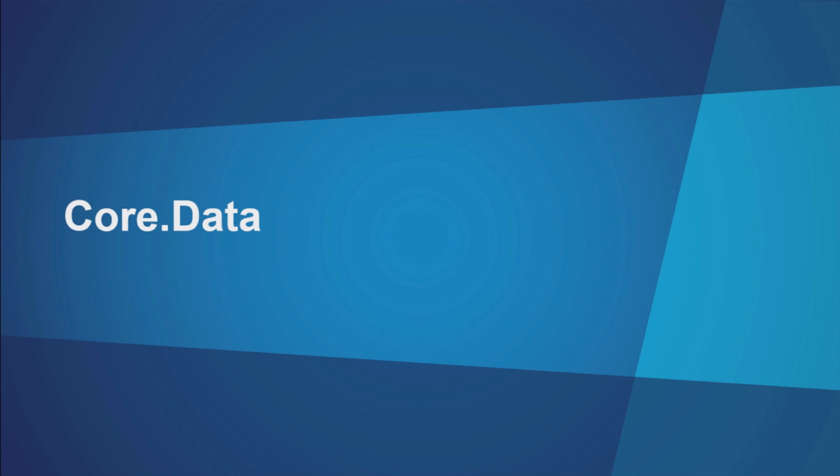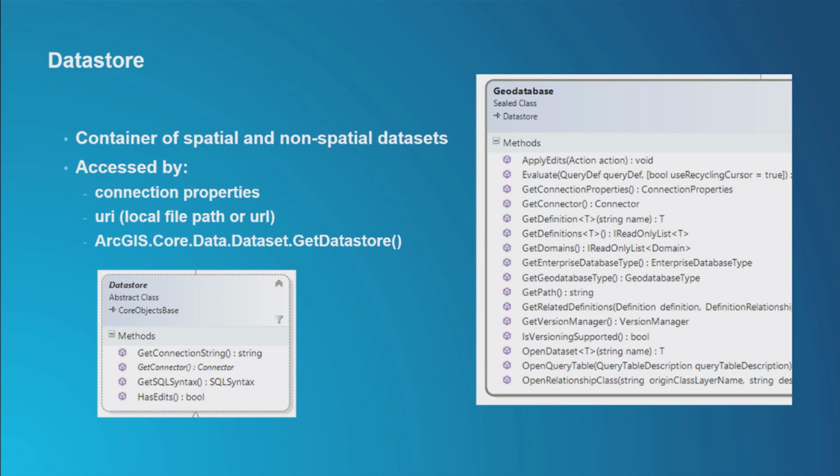Thank you, Nghiep. Now we're going to run through what some of the core classes are in the Core.Data namespace. So let's start at the very start. The data store is the container for your spatial and non-spatial data in this API. We have an abstract class that contains some of the common methods across them. And then there are more specific classes like a Geodatabase, which contain the bulk of the interaction for that data store. There are a couple different ways you can connect to them. You can use connection properties, a URI, or you can ask a data set that's already open for its data store.